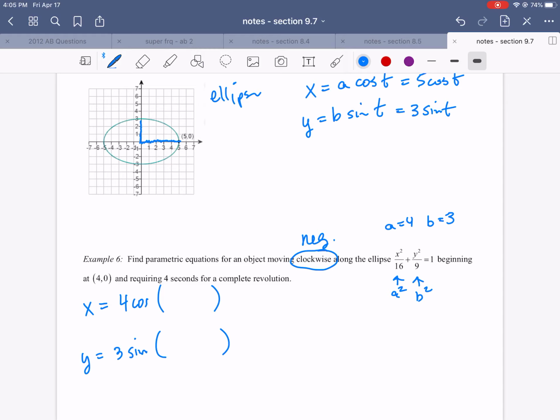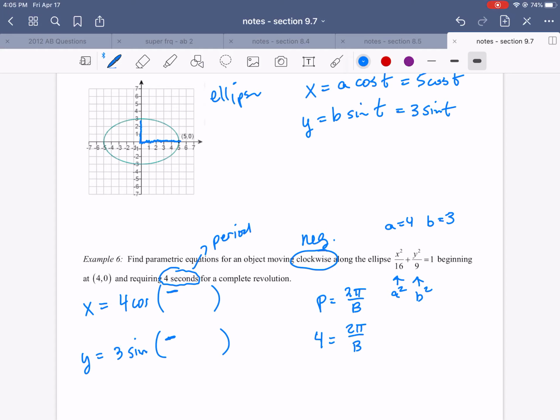Okay, well, the fact that we're rotating in the clockwise direction means that this is going to be cosine and sine of something negative. And then the last important piece of information here is that it requires 4 seconds for a complete revolution. And what that's going to tell me then is my period. And so go way back to when we graphed sine and cosine, and we remember that period was equal to 2 pi over b, where b was the number in front of x, or in this case, it will be the number in front of t. So if it requires 4 seconds, then that means that my p is going to be 4.